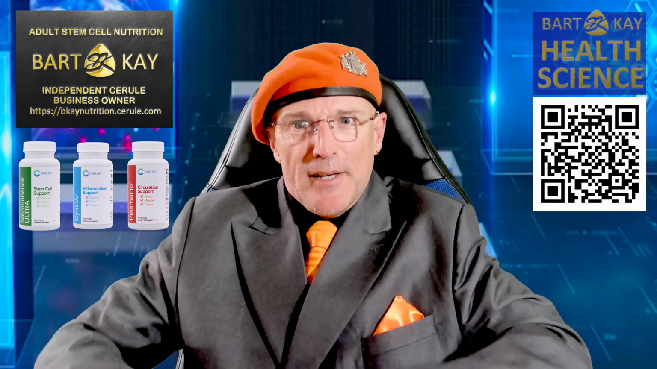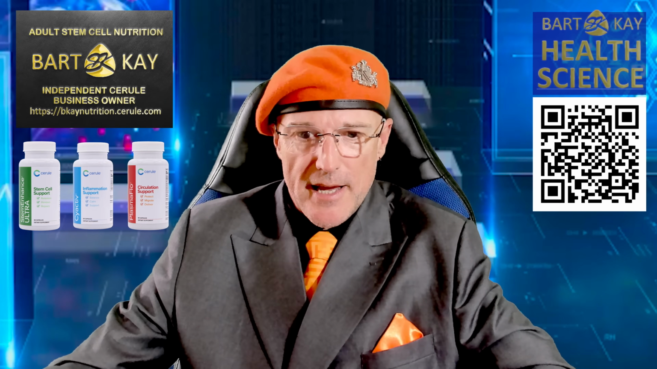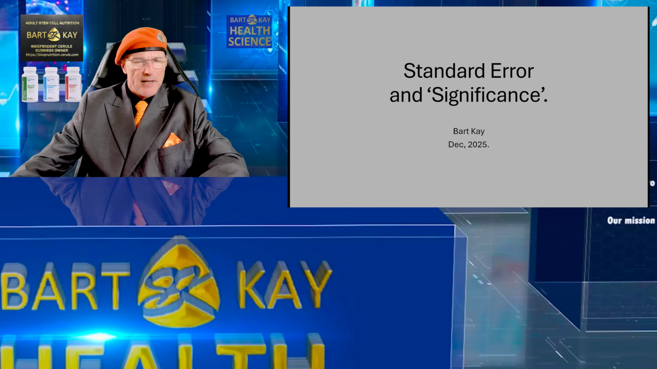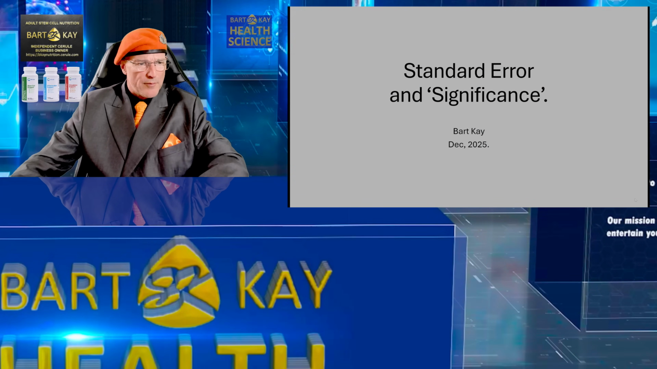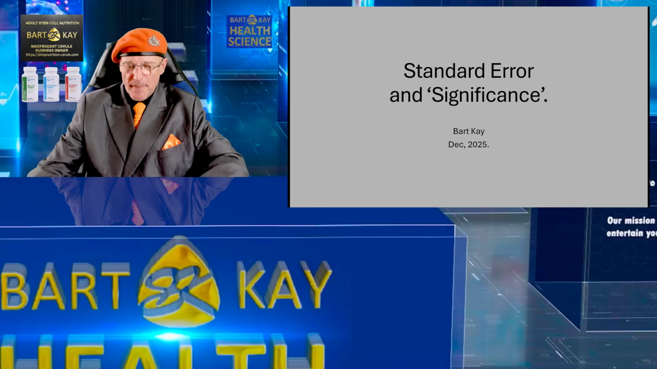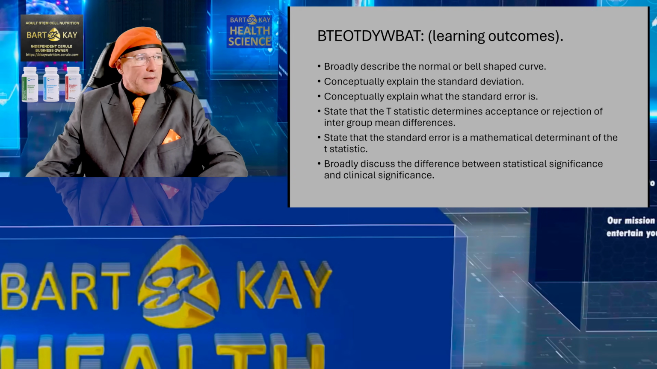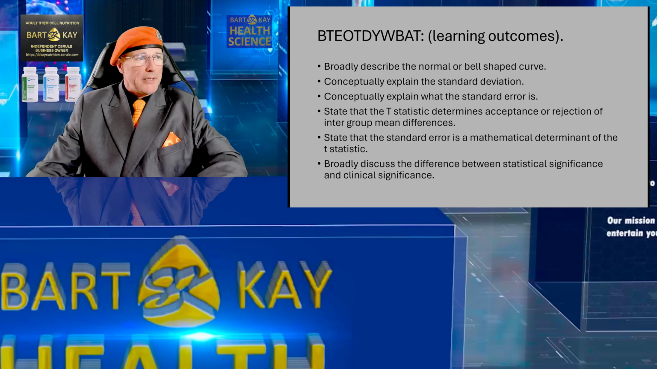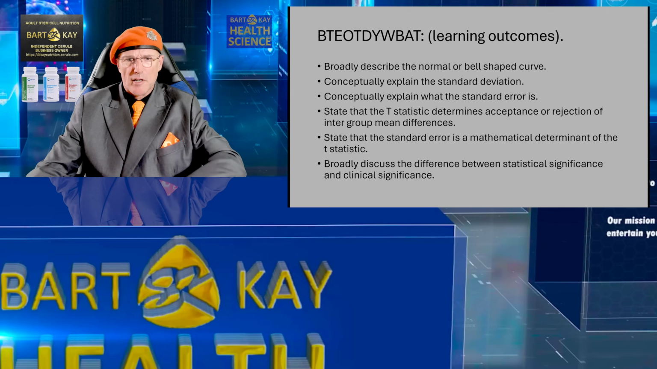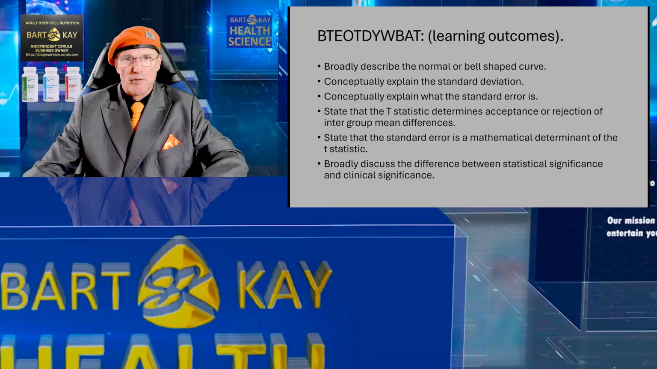Okay, so what is the lesson today? The lesson today is the standard error and significance when we find these things in studies. All of that means that by the end of this discussion you will be able to... It's basically another way of saying here are the learning outcomes. By the end of this discussion you will be able to. It's instruction. It's compulsory.